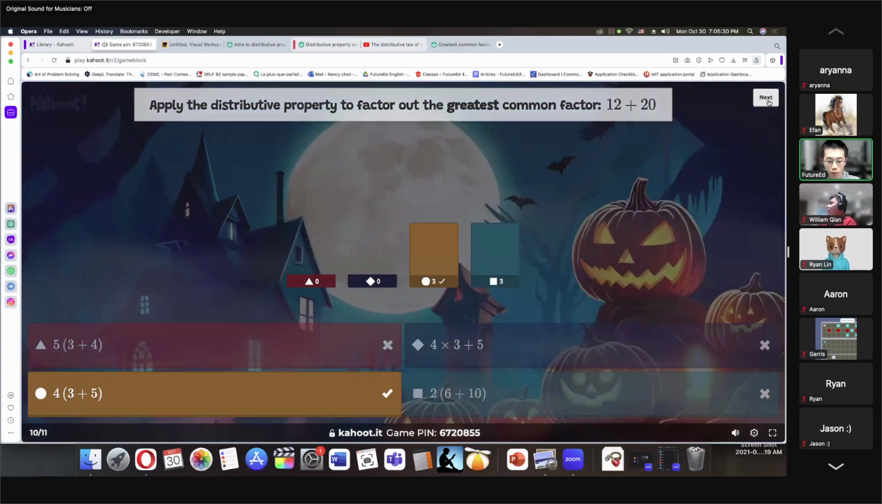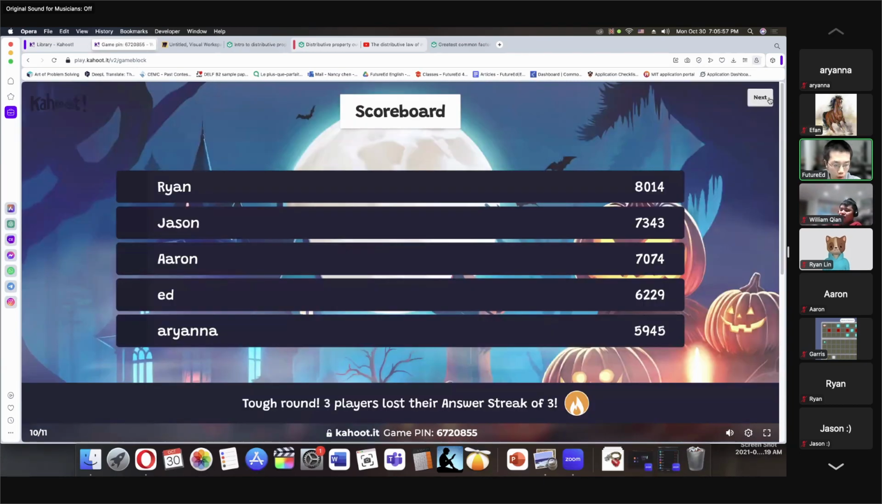Okay. All right. This did look a bit tricky, but if you know your times tables, 12 is divisible by 4, and 20 is also divisible by 4. So if you looked at, for example, I think it's the green one at the end here, you can still factor 2 out of both 6 and 10, right? So the correct answer was yellow. 4 times 3 plus 5. Both 3 and 5 are prime. You can't simplify them down further. So that is the answer.